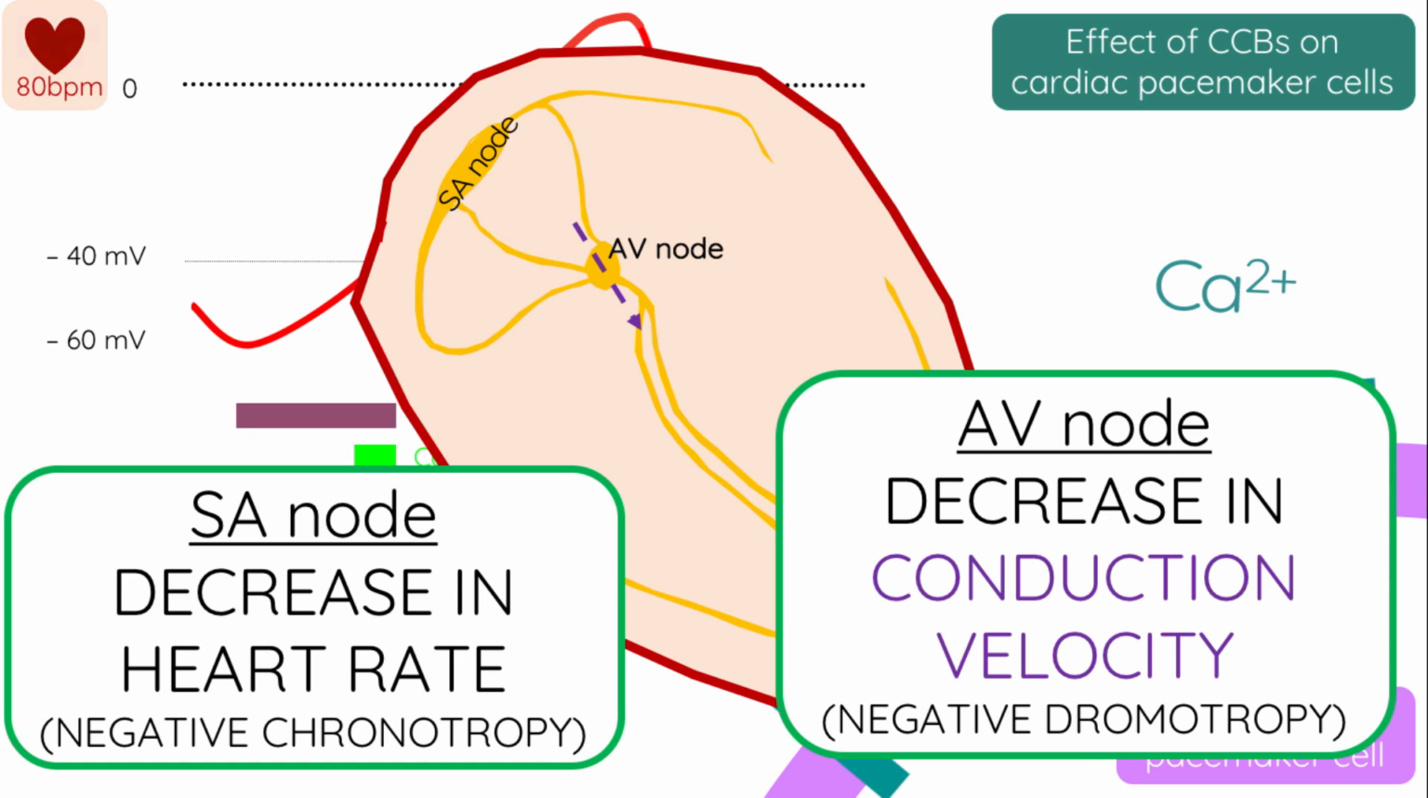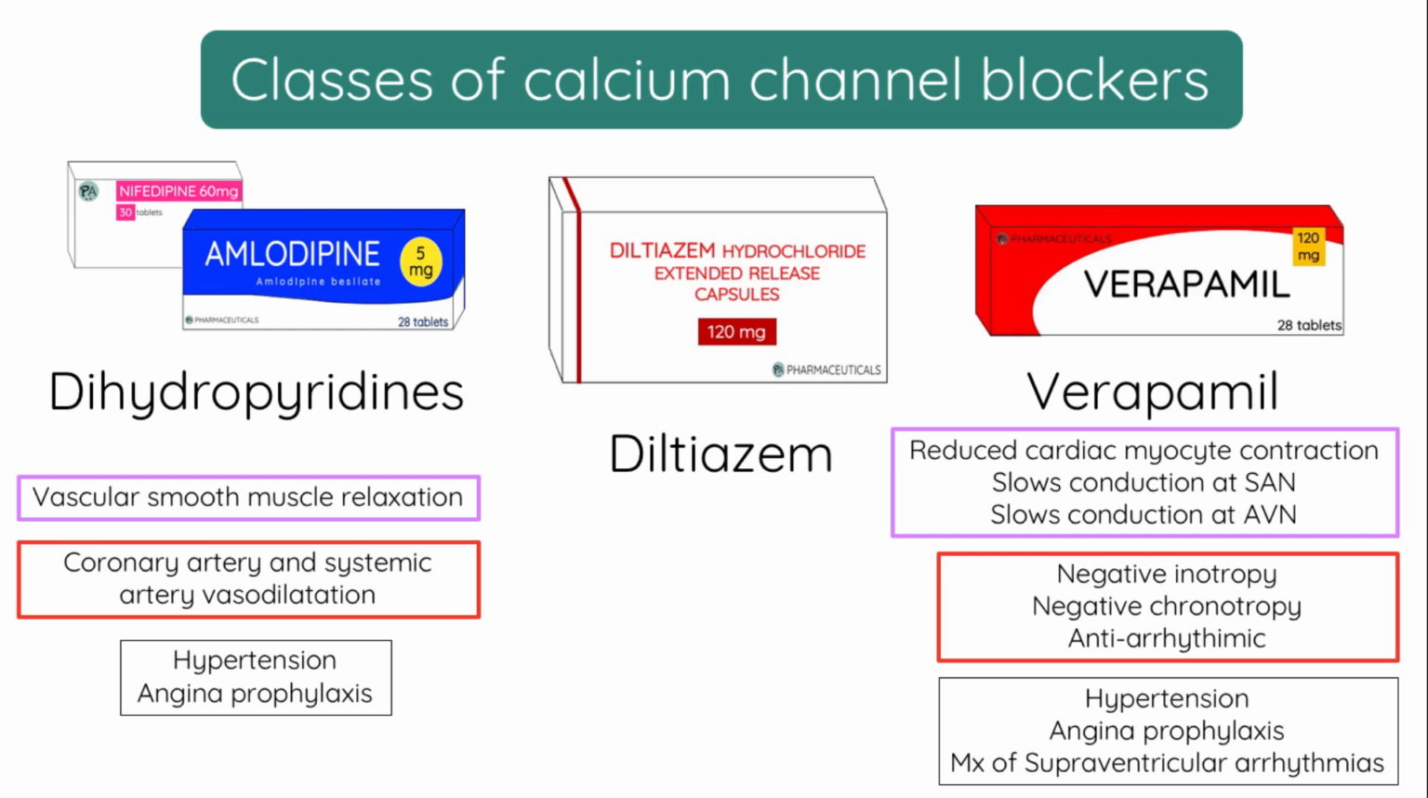It is important to note that in patients with slowed conduction velocity, for example in patients with heart block, rate-limiting calcium channel blockers are absolutely contraindicated as they may cause complete heart block. So that pretty much covers the cardiac effects of calcium channel blockers, particularly verapamil, which is specific to those channels.